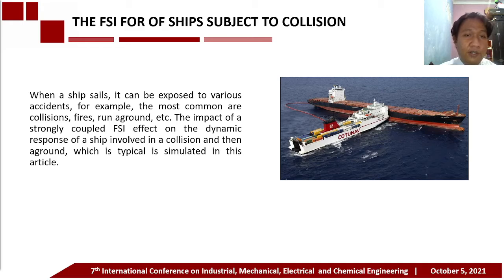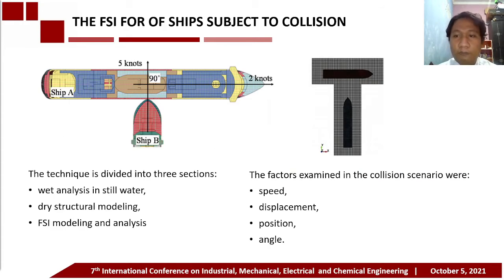Chapter 4 is FSI for ship subject to collision. When a ship sails, it can be exposed to various accidents, for example collision, fire, and running aground. The impact of strongly coupled FSI effect on the dynamic response of ships involved in collision and then grounding is the typical simulation in this article. The figure shows a unique multiphysics approach for analyzing the structural dynamic response of ships involved in collision and grounding. The technique has three sections: wet analysis in still water, dry structural modeling, FSI model and analysis. The factors examined in the collision scenario are speed, displacement, position, and angle.